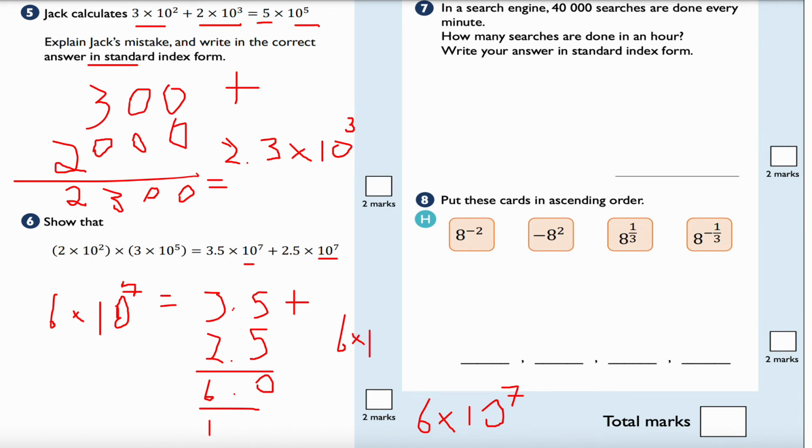I don't add the exponents together because I'm not timesing the powers of 10. In this case I'm adding them, because I'm looking at the central one. Here I added the powers because I was timesing it overall. 2 times 3 is 6, 10 squared times 10 to the 5 is 10 to the 7. However, 10 to the 7 add 10 to the 7 is not 10 to the 14, or 100 to the 7, it just stays fixed if it's a plus there.